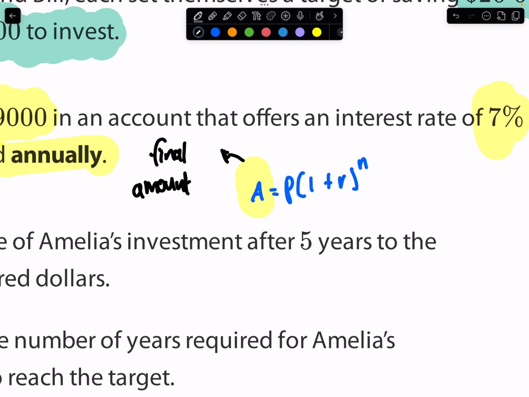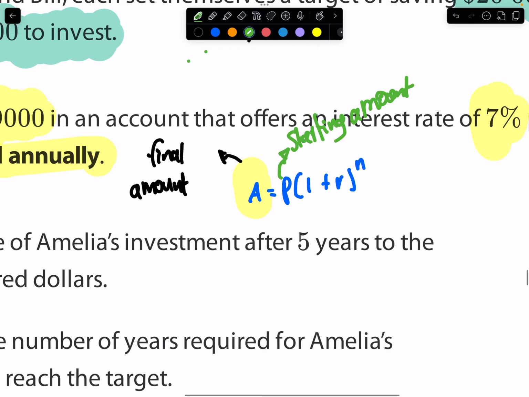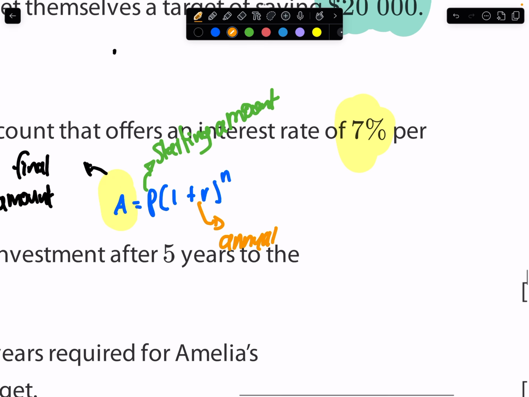where P is the starting amount, R is the annual interest rate, and n is the number of years. It does not change.